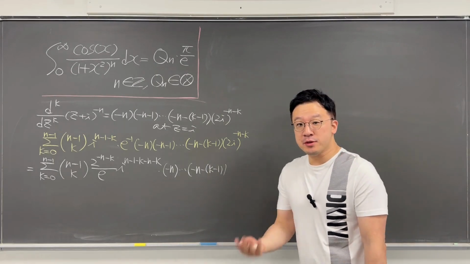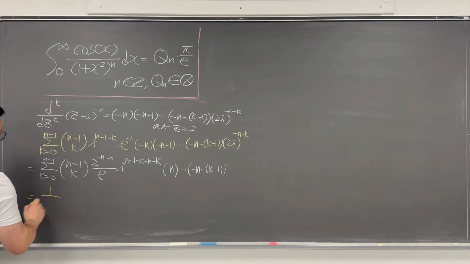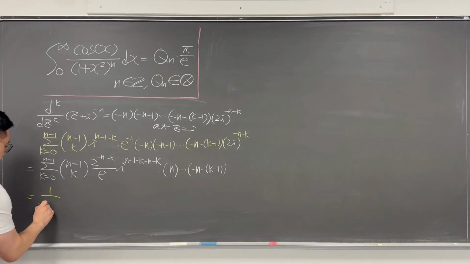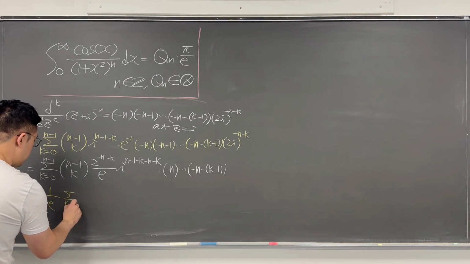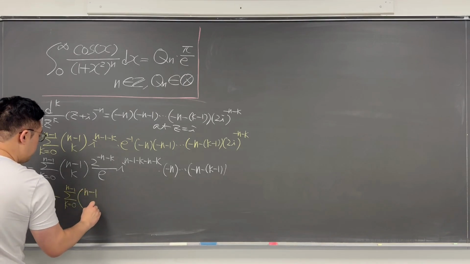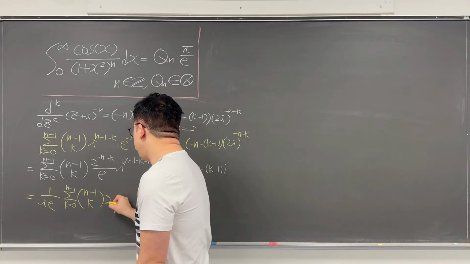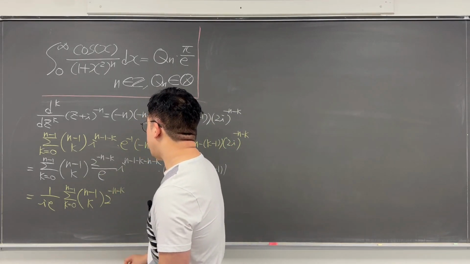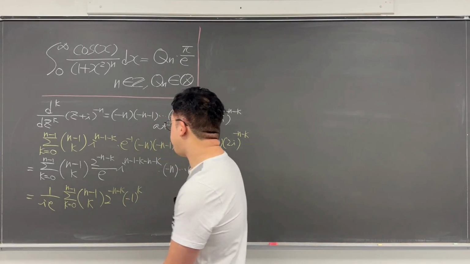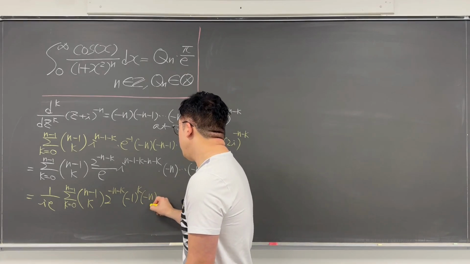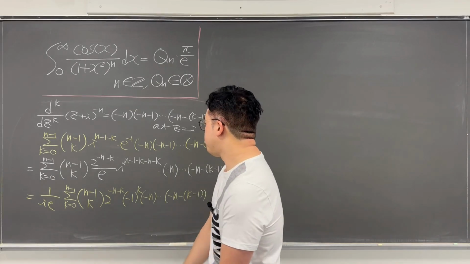So that's why, if you take one more step to finalize this expression, we can pull this 1 over i out. Then we have the summation from k is 0 to n minus 1 with this binomial n minus 1 with k, times 2 to the power of negative n minus k. Then we can pull this alternating sign out, negative 1 to the power of k. Then that times negative n times all the way up to negative n minus k minus 1.